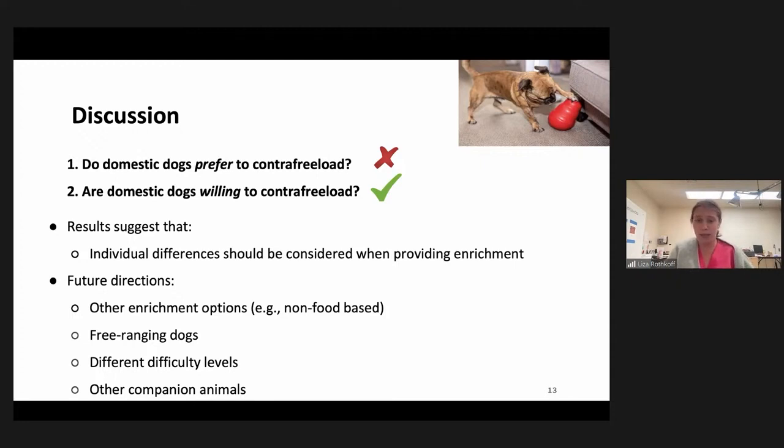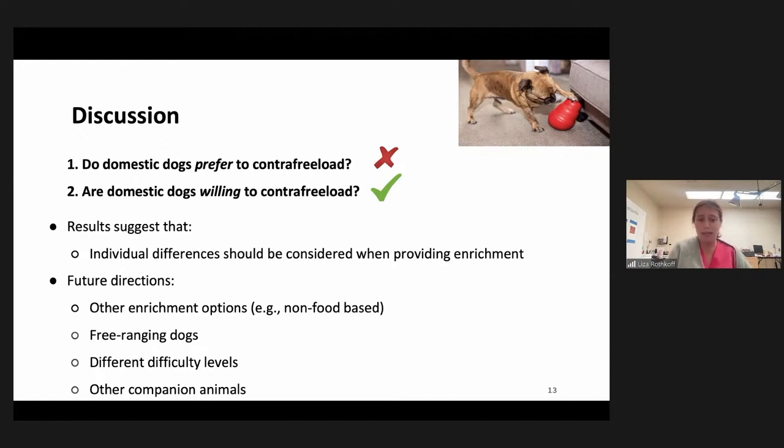Other enrichment options could be studied, such as a toy reward to see if dogs will work for a toy, or it could be studied if dogs will work for water, like has been studied in other species. It'll also be interesting to study free-ranging dogs. Since they don't have owners, it would be interesting to see if maybe this is why domestic dogs do not have this preference: they are used to their owners giving them things and attending to their every need. So since free-ranging dogs don't have this, maybe that could be interesting to study.